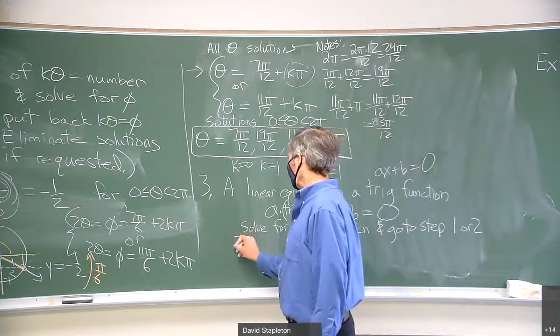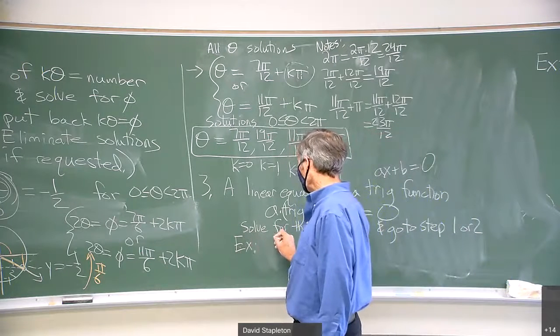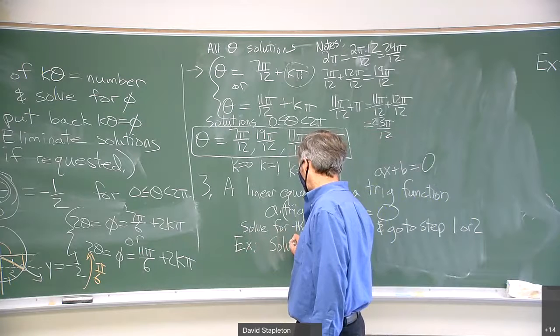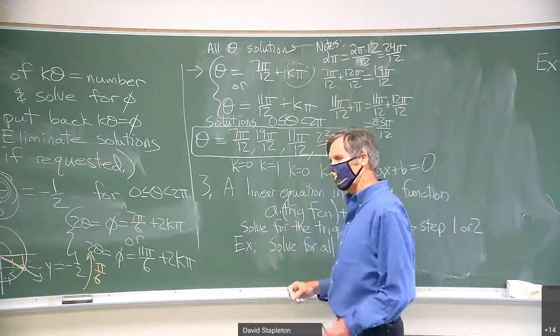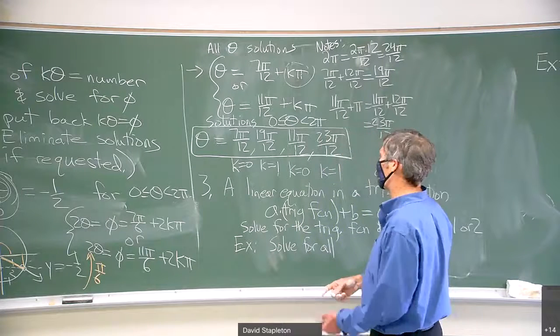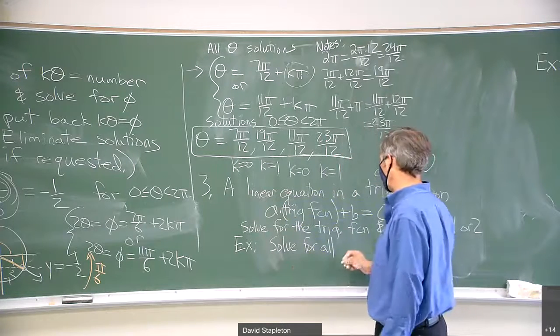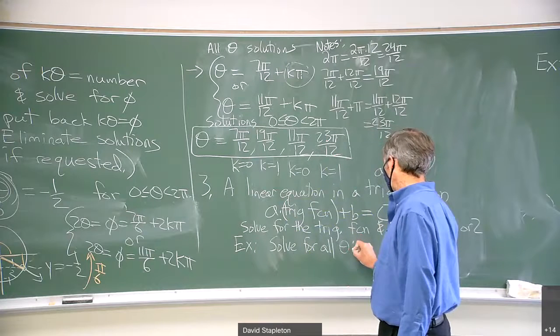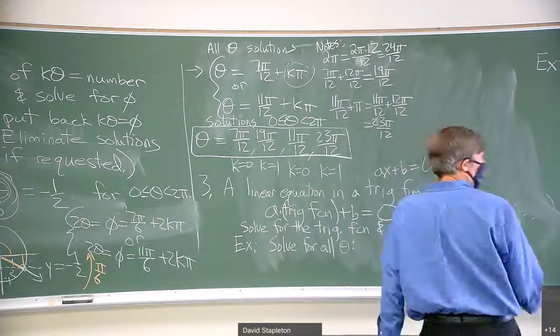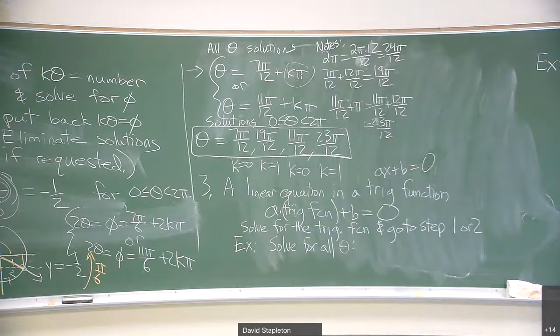So here's the example. Well, as I said, solve for all theta, not just 0 to 2 pi. On the test, if I say 0 to 2 pi, then you restrict, but if I say nothing, then you find all angles. You have to put that plus 2k pi in. Solve for all angles theta. Let me move this over because I'm running out of room.